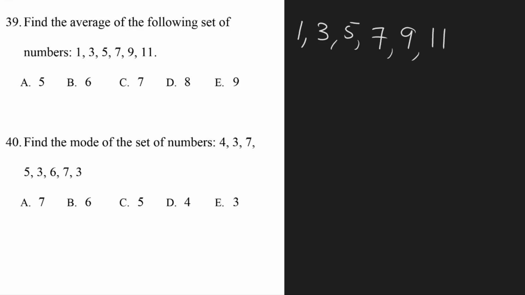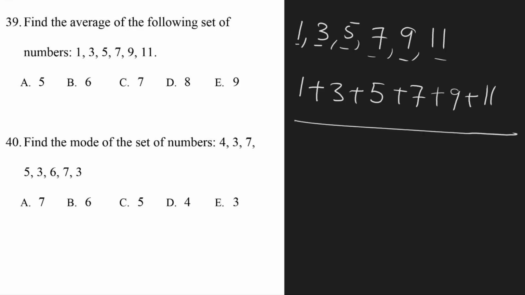How many numbers do we have here? We have 1, 2, 3, 4, 5, 6 numbers. Is that so? We have 6 numbers. So we're going to add all these 6 numbers. We're going to have 1 plus 3 plus 5 plus 7 plus 9 plus 11. Divide by their total, which is what? Divide by their numbers. We have 6 of them, so divide by 6.